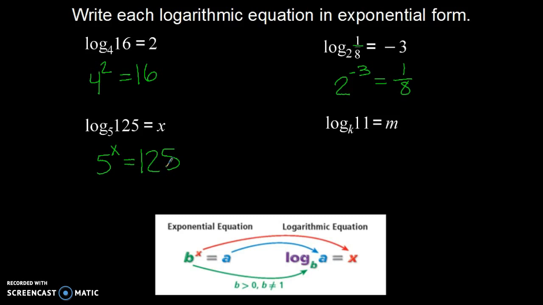For our last one up here, our base is k this time. That's okay though, we can still use it. K raised to the, well, our exponent comes from the right side, so k raised to the m equals 11. Right, our base comes from the base of our log, our exponent comes from the right side, or rather the side without the log, and the argument becomes our given value.